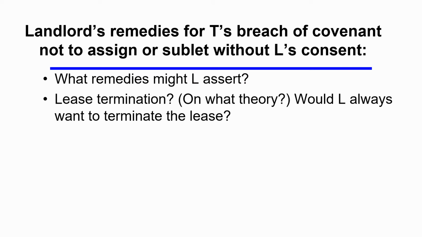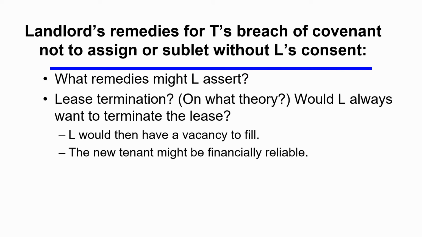The landlord, if he terminates the lease, will have a vacancy. That means the landlord will have to fill the vacancy, and often that takes a significant amount of time. So the landlord might say, well, I have the power to terminate the lease because the tenant made this unconsented assignment or sublease, but I don't think it's really in my interest to exercise that power. The landlord would have to fill a vacancy, and the new tenant, as we said, might be financially reliable and therefore perfectly acceptable as a tenant.